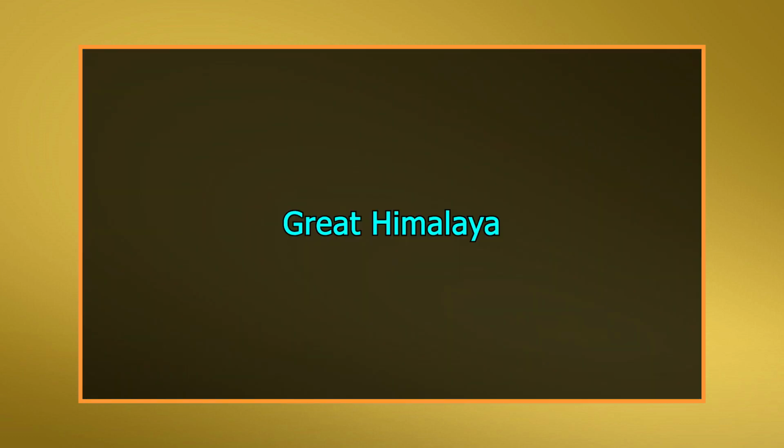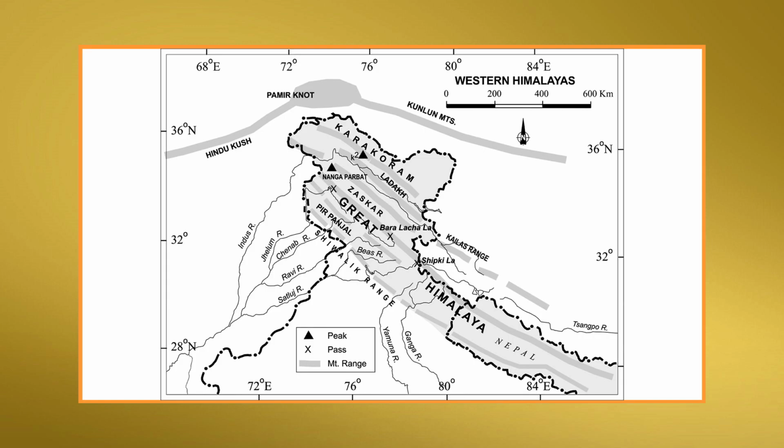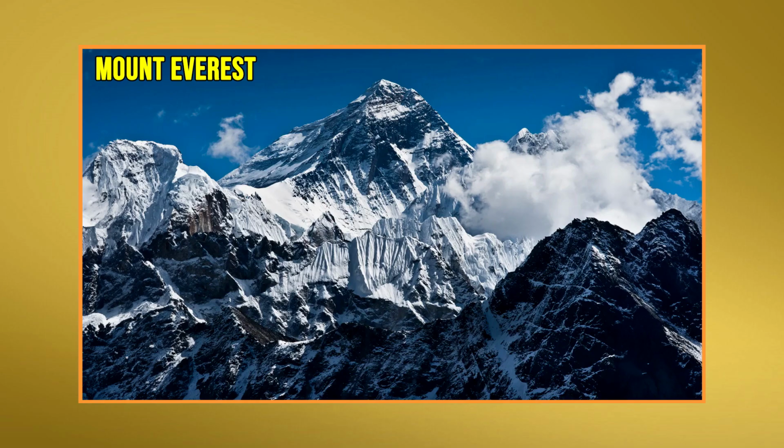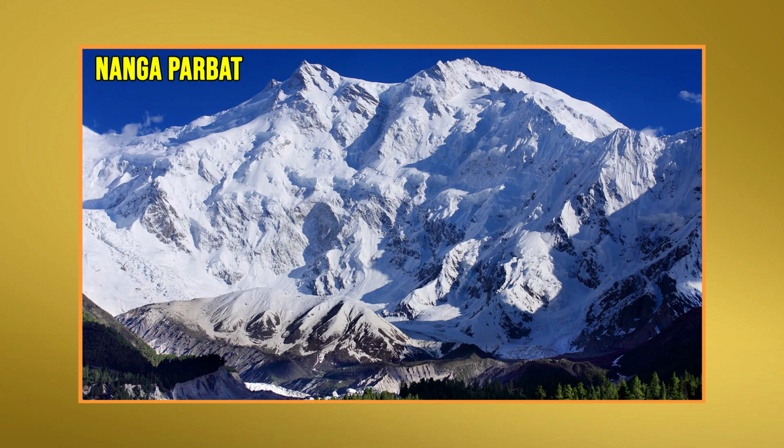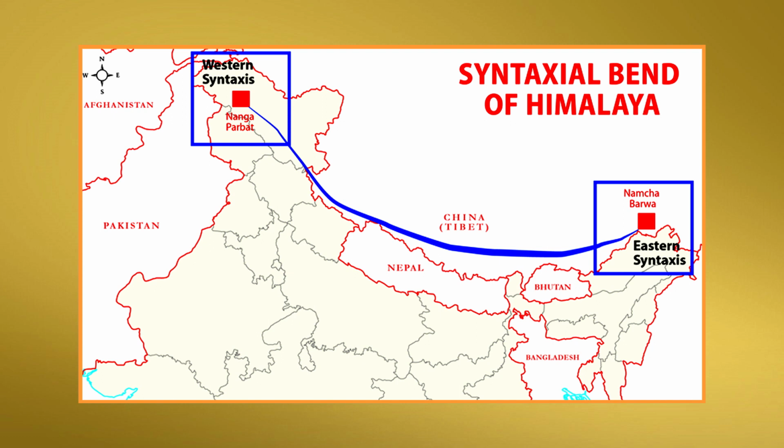Now we are going to discuss the Great Himalaya. It's also known as Himadri. It is the longest continuous range among the Himalayas. It's also the highest range in the world with an average height of 6,100 meters. The highest peak of the world, Mount Everest, is situated at the northern border of Nepal. In the northwest, the Great Himalaya ends in Nanga Parbat, whereas in the east it culminates in Namcha Bawa, close to the Brahmaputra in Tibet.